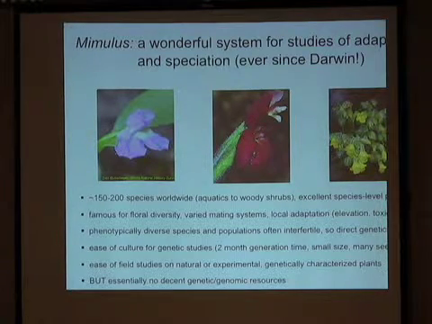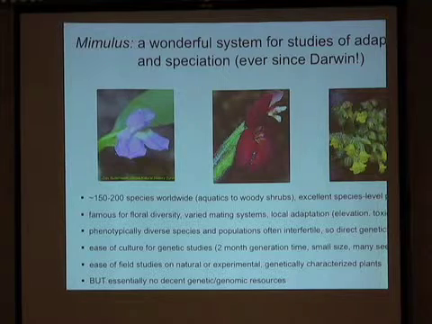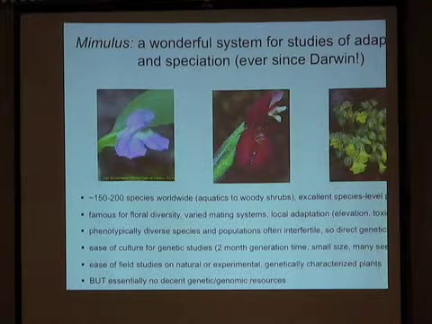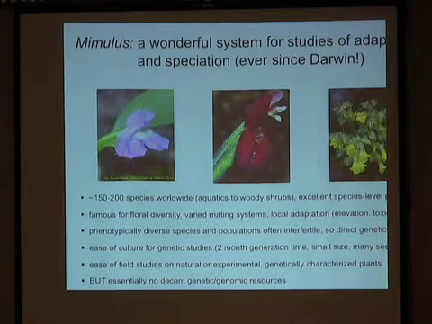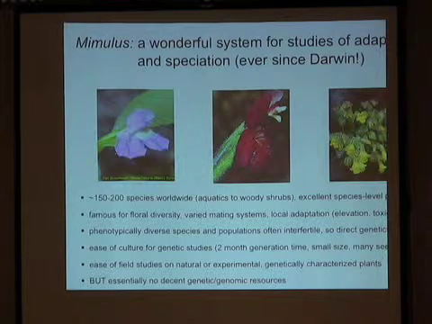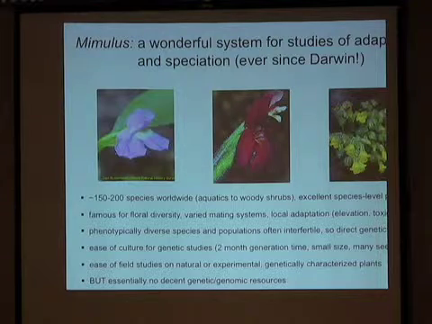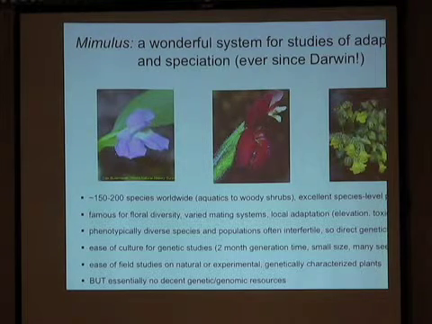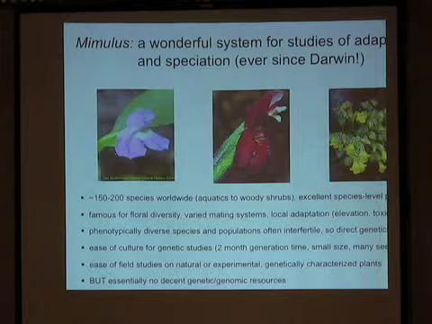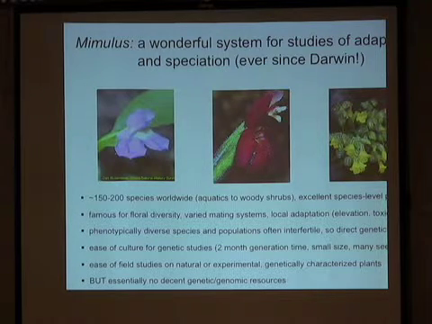They're also exceedingly easy to use in experimental settings. It takes about 2 months to go from seed to seed, very rapid generation time. The plants are often small, so you can grow thousands in the greenhouse at any point in time or in growth chambers. A single cross yields hundreds of seeds, and so they're really ideally suited as a genetic system.